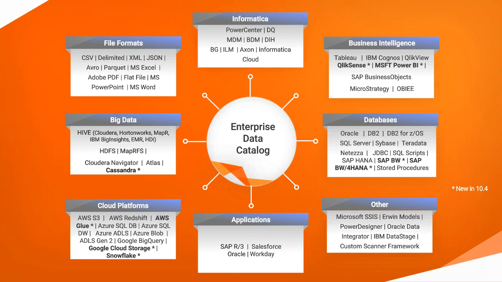Other connectors that we've added are AWS Glue. Remember the catalog of catalogs positioning I was talking about? That connector is now available. It's a catalog connector, so any metadata that's available in the Glue catalog, we can extract within EDC. We've also added connectors for SAP BW and SAP BW for HANA. We now have native support for Cassandra, which is a NoSQL database, and for Snowflake, which is a cloud data warehouse. We can also extract file metadata from Google Cloud Storage.